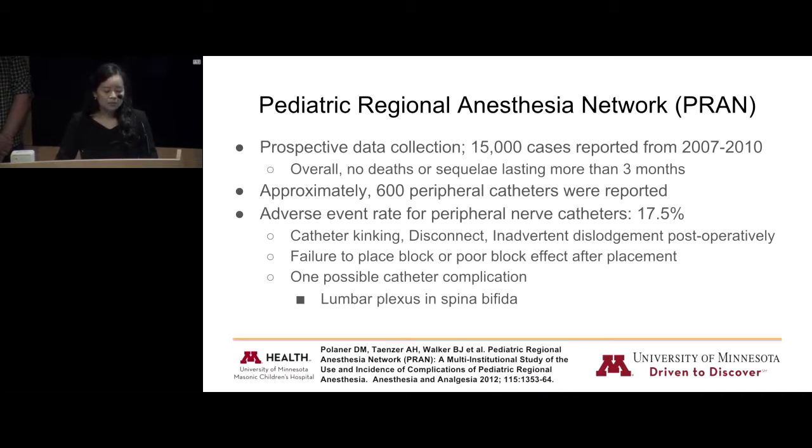There was one possible catheter complication that was mentioned. It was in a kiddo with spina bifida who had pre-existing muscle weakness, and they subsequently put in a lumbar plexus block, which is an advanced block, and the child experienced subjectively more muscle weakness. But of course, that didn't last more than 3 months.